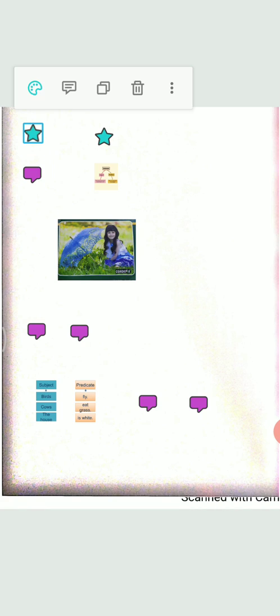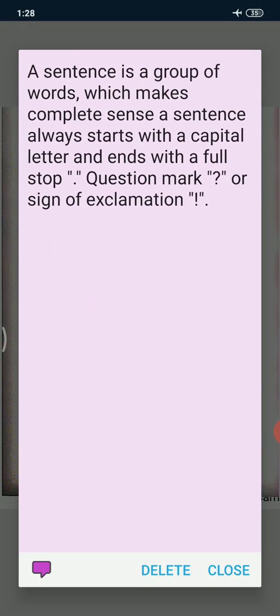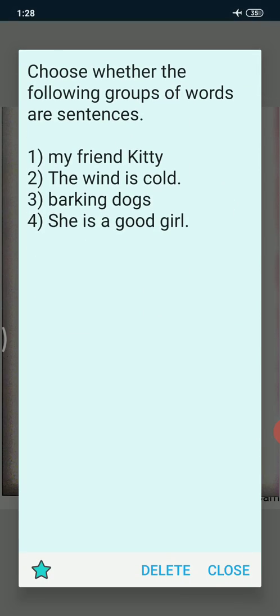Now, let's do an exercise to understand it better. Choose whether the following groups of words are sentences. Number 1, my friend Kitty. Number 2, the wind is cold. Number 3, barking dogs. Number 4, she is a good girl. When we look at the first group of words, we can't say it is a sentence as it does not make full sense. Second, the wind is cold, is complete in its sense. So we call it a sentence.